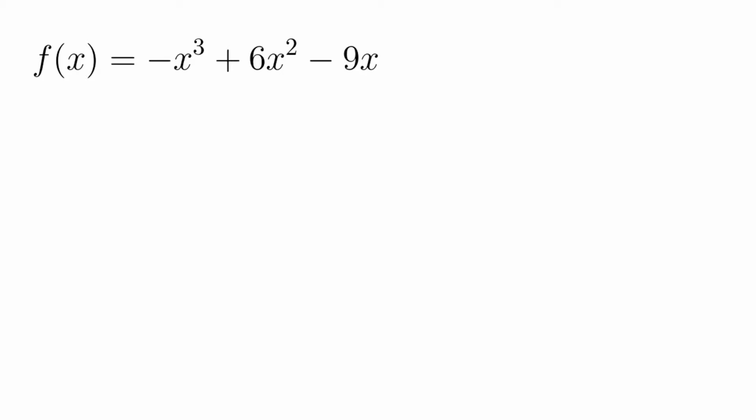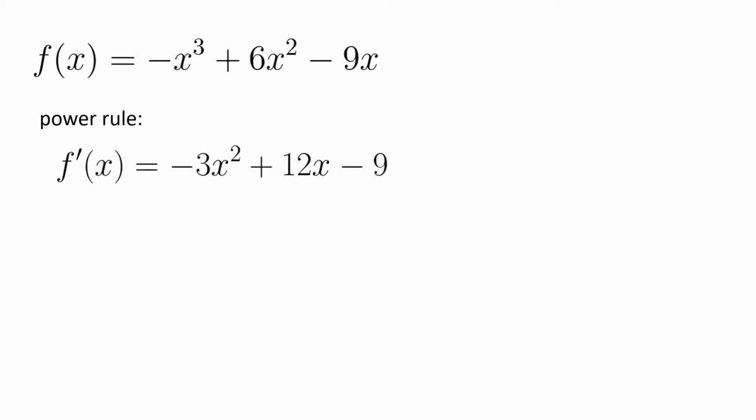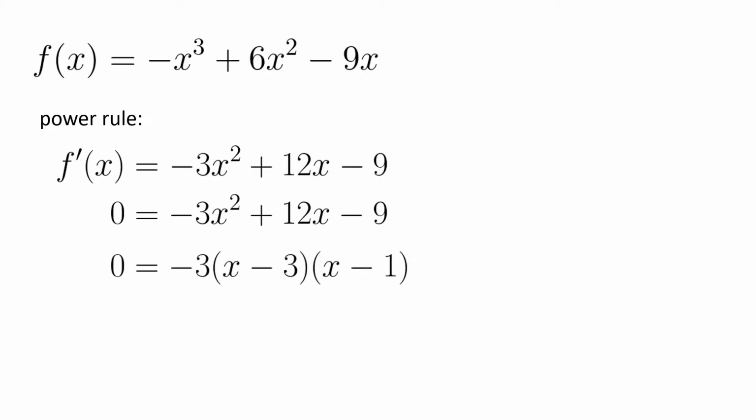To find the intervals of increase and decrease, we take the derivative. The first derivative of f of x, f prime of x, we find by using the power rule. It's minus 3x squared plus 12x minus 9. To find the critical points where it changes between increasing and decreasing, we find the zeros of the derivative. We make it equal to 0 and then use quadratic factoring. We can factor out a minus 3 before factoring it into x minus 3 and x minus 1.